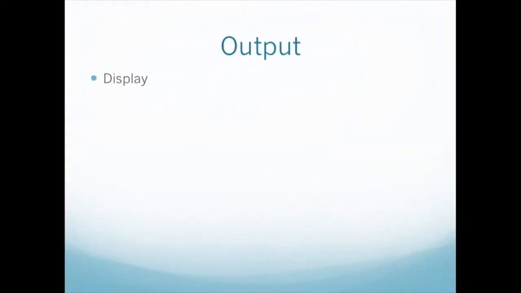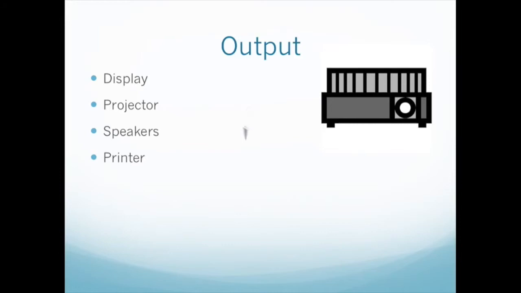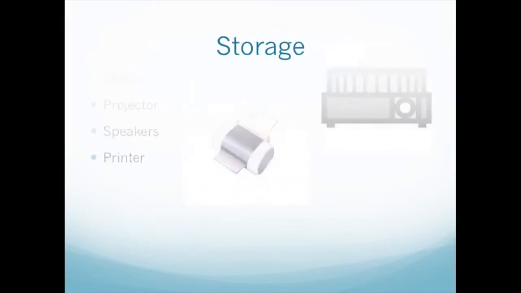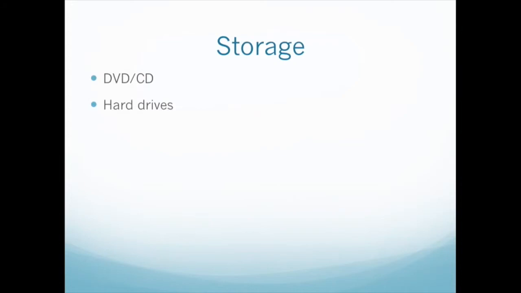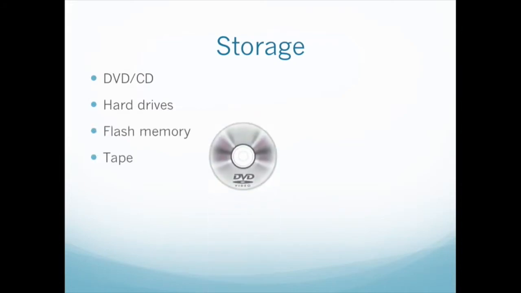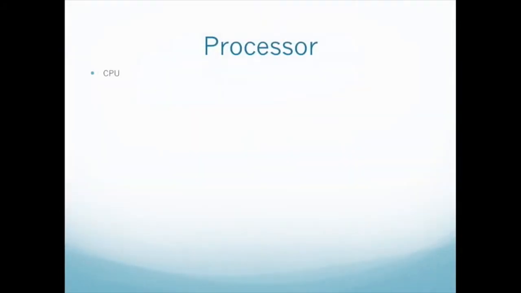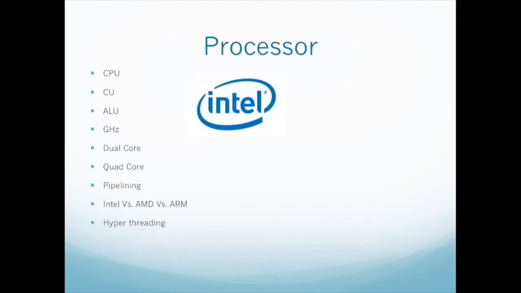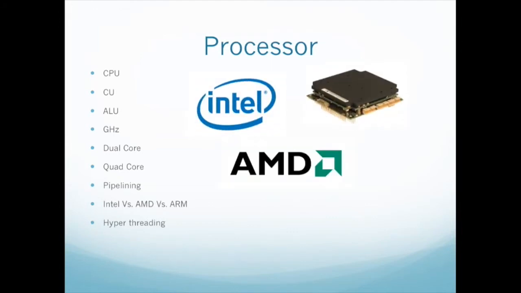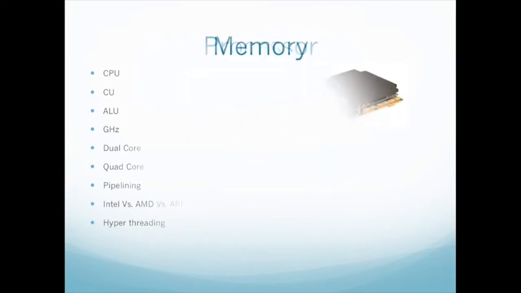Output devices are a display, a projector, speakers, printer, and again, there's a projector, there's a printer. Boom. Storage mediums: DVD, CD, hard disks, flash memory, tape. Boom. Pictures. See? Simple. This is all you need. Here's your processor: CPU, CU, ALU, gigahertz, dual core, quad core, pipelining, Intel versus AMD, RAM, hyper-threading. Boom. Simple. This is all you need. And you can add in background information, of course.